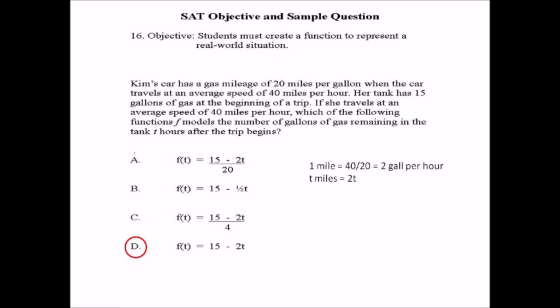1 mile would give you 2 gallons per hour. So for T miles it is 2T. So if you want to see what amount of gas remains after she has 15 gallons in it at the beginning of the trip, it would be D, 15 minus 2T.